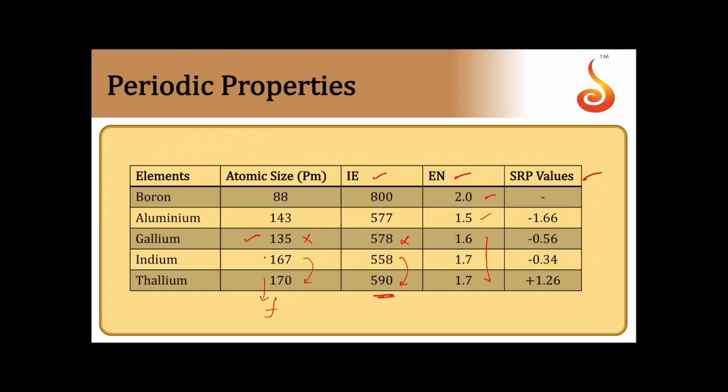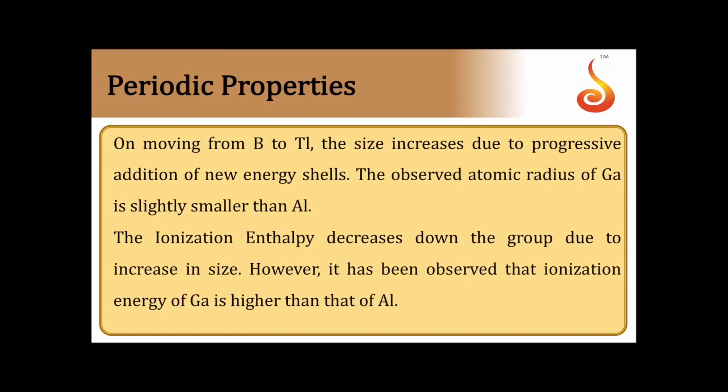When it comes to SRP values, reducing strength decreases down the group because of decreasing SRP values. You see, the SRP value is very much higher for aluminum, that is, a higher negative value says a strong reducing agent. They are becoming lesser and lesser negative values. So reducing strength decreases down the group because of the decrease in the negative SRP values. These are the periodic properties.